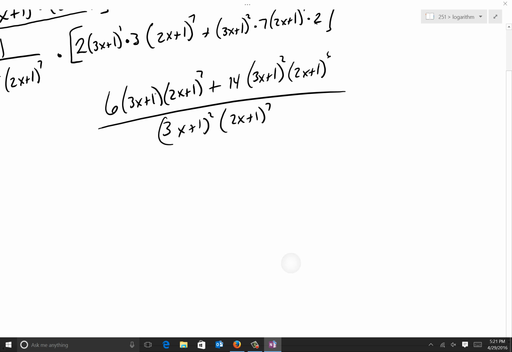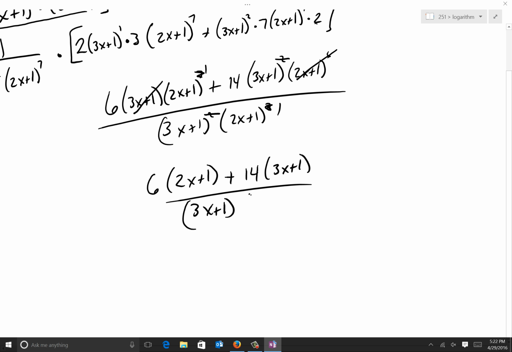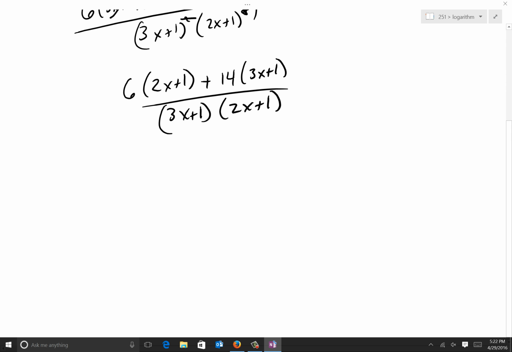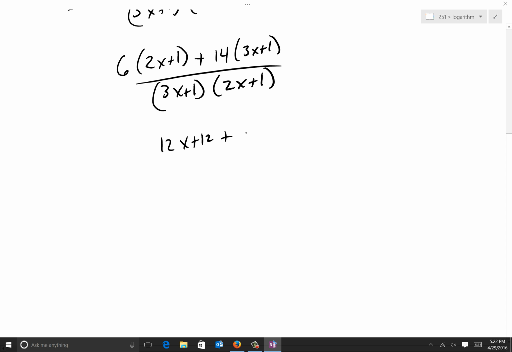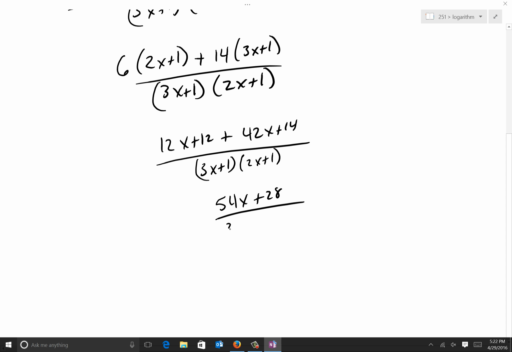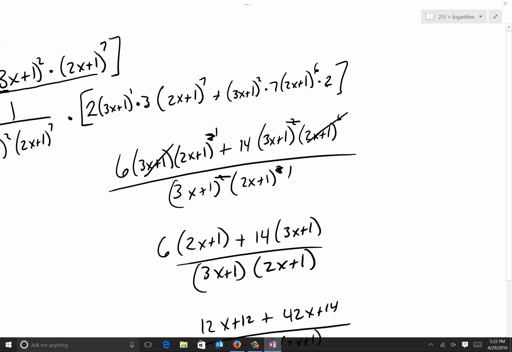But what do they all have in common? Well, they all have one of those guys in common. So you could get rid of one of them. And they also have 6 of these dudes in common. So you can get rid of all 6 of those. It leaves you 1 here. Leaves you 1 here. So I end up with 6 times (2x plus 1) plus 14 times (3x plus 1) over (3x plus 1)(2x plus 1). And of course, you could FOIL that out and get 12x plus 6 plus 42x plus 14 over the same denominator, which of course is 54x plus 28 over (3x plus 1)(2x plus 1). Ta-da! That's a lot of work.